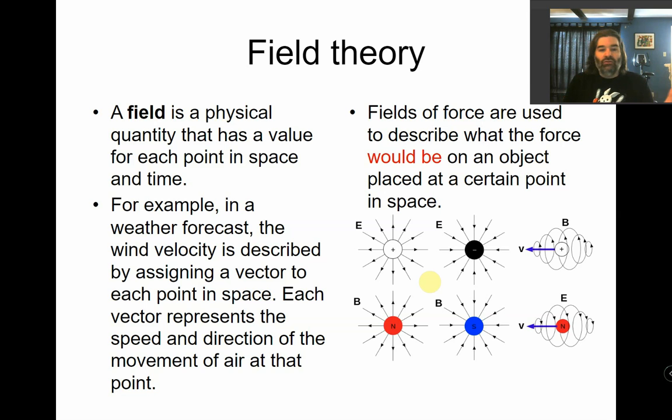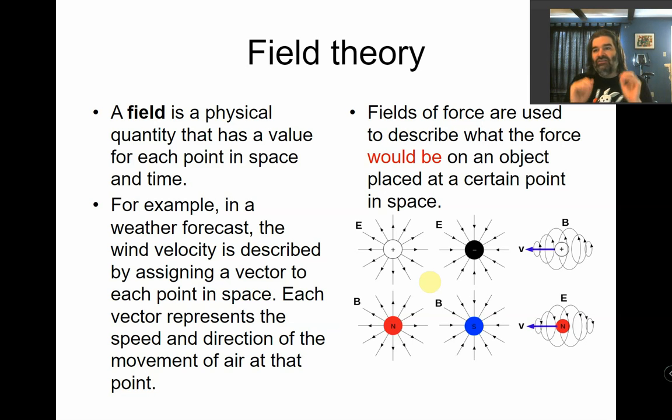So for example, we use a weather forecast, right? We describe the wind velocity as a vector, and each vector represents the speed and direction of air at that time. And then we say, okay, this is what we think that is going to cause. I think it's the same with gravity. A field of force describes what the force would be if there were an object there.